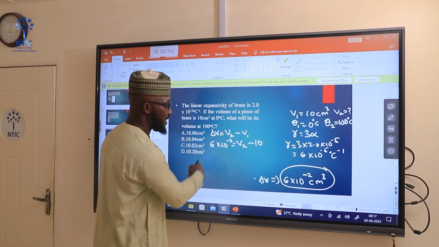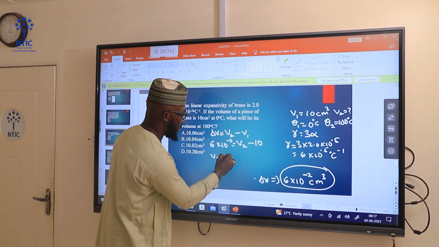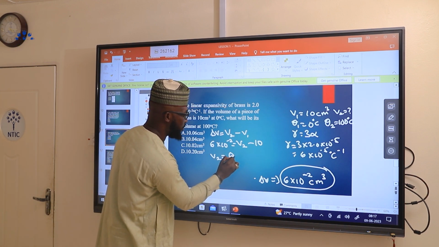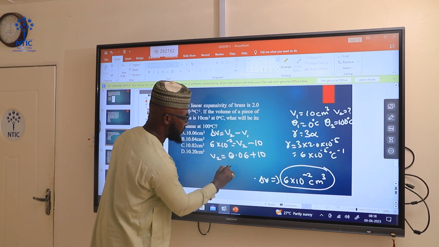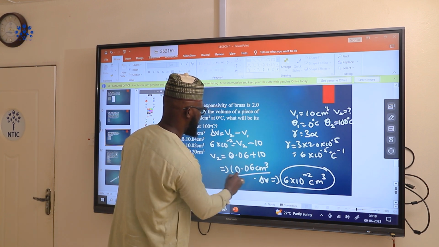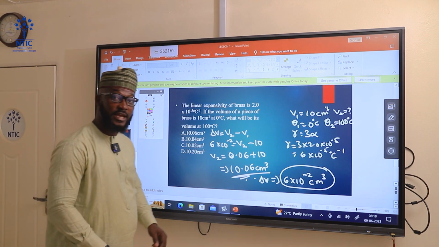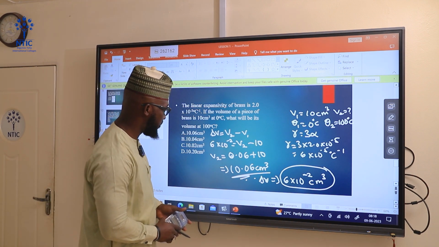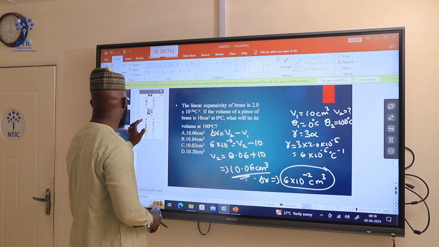Okay, so we collect like terms. We have V2 to be equal to 0.06 plus 10, and this will give us 10.06 cm cube. Do we have that in the list of options? Yes, that's option A, which is also very much correct. So let's move on to the next question.